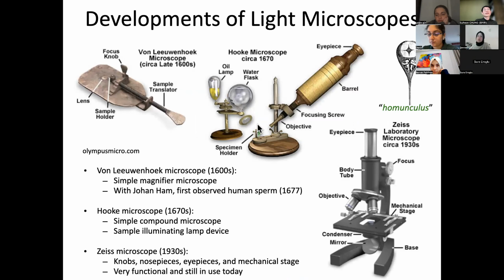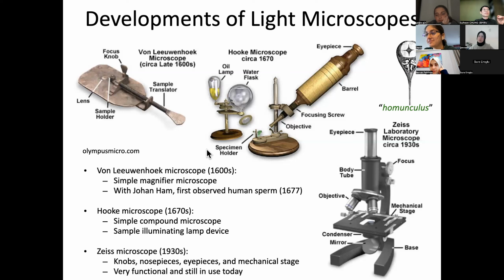So here's the history. It's good to know a little bit in the beginning. In fact, it started in the Netherlands, with the van Leeuwenhoek microscope with just one lens. It's hard to see the lens, but this is a simple magnifier, with which Johann Ham, an assistant, first observed human sperm. So you can see here what we call a homunculus. You cannot see human sperm well, and they assumed that there was a tiny person in here. Why? Because the imaging wasn't perfect.